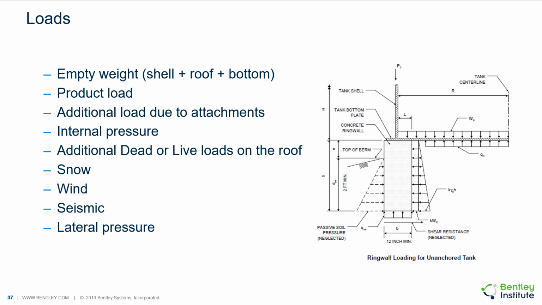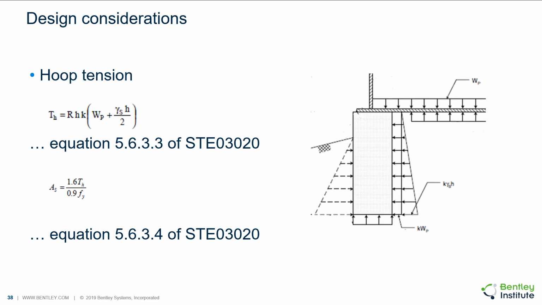Then there is the product load, which is shown as a pressure load on the floor. If the fluid contained within the tank is pressurized, you would consider that load as internal pressure. There could also be snow load on top of the roof, and finally, the lateral loads like wind and seismic loads. Also, there is going to be lateral pressure on the ring wall from the soil and the product surcharge.